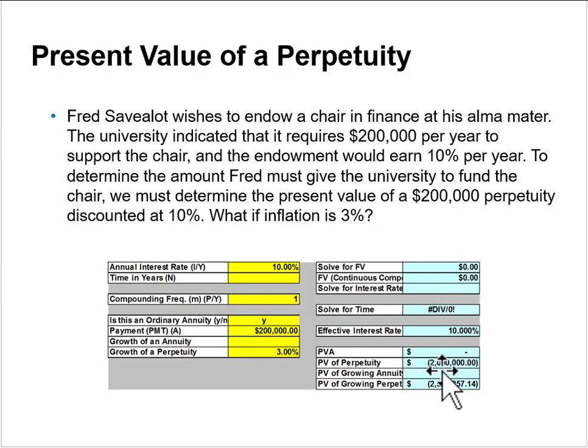So if you don't assume inflation, it's going to take $2 million to do this. Now, if you think this is kind of simple, right? What's 10% of $2 million? 10% of $2 million is $200,000. So this is like an interest-only payment. As long as the university here can earn 10%, every year it will be able to pay out the $200,000. With the growth of a perpetuity, inflation, we're actually going to have to invest $2.9 million.